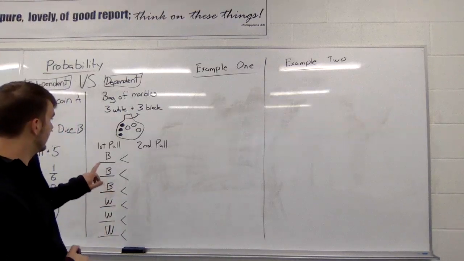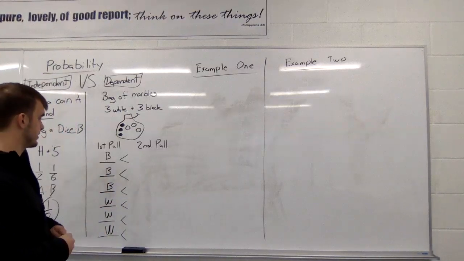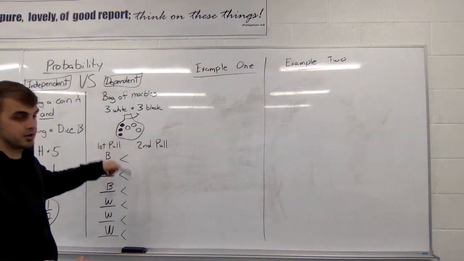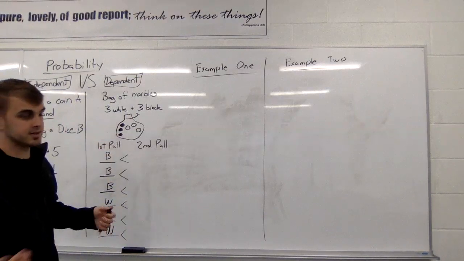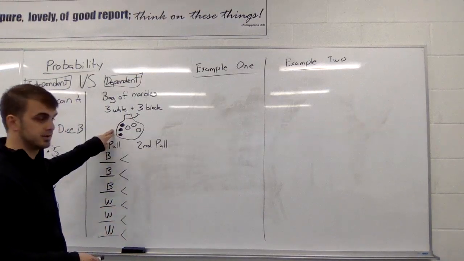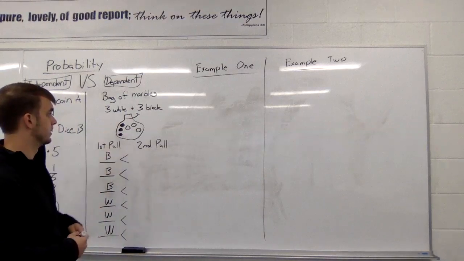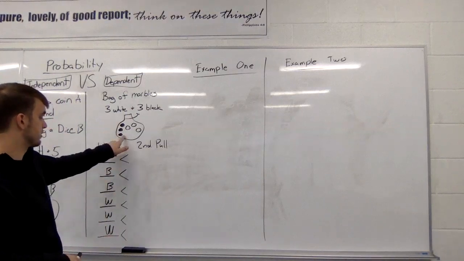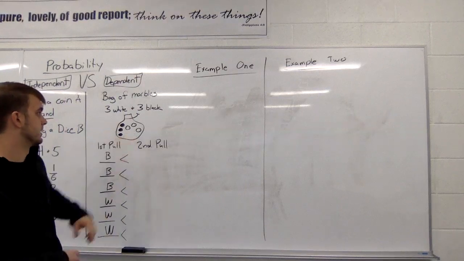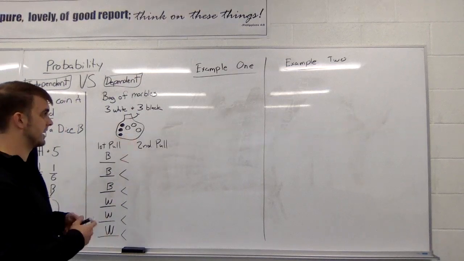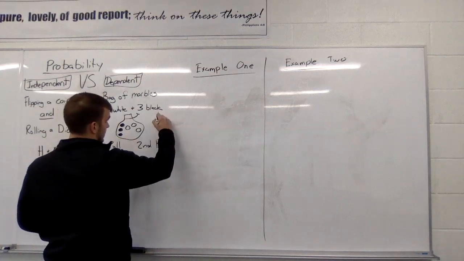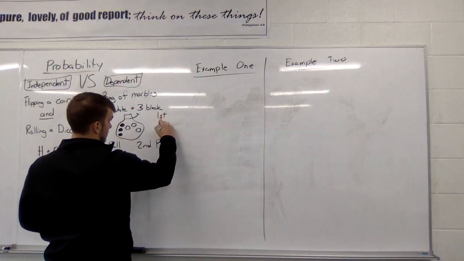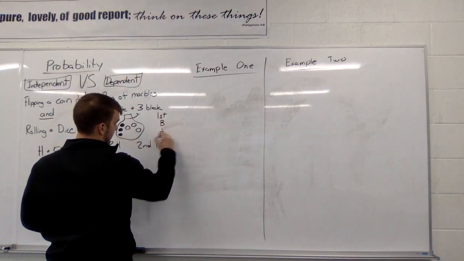Because if I reach in there and I pull, so the first pull, the chance that I get let's just say a black one on the first one. A black pull on the first one. What's the chance? Well, there's 3 blacks and 3 whites here. So it's 50% chance that I pull a black one on the first. So first black would be 1/2.